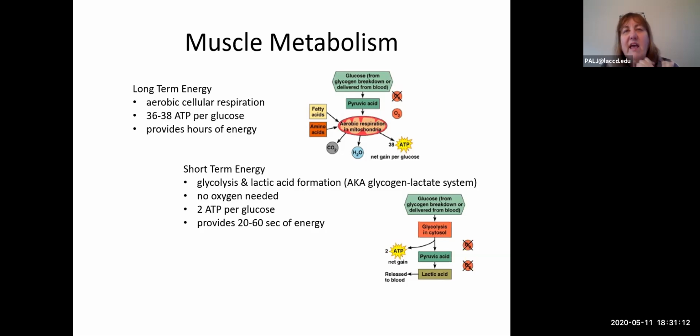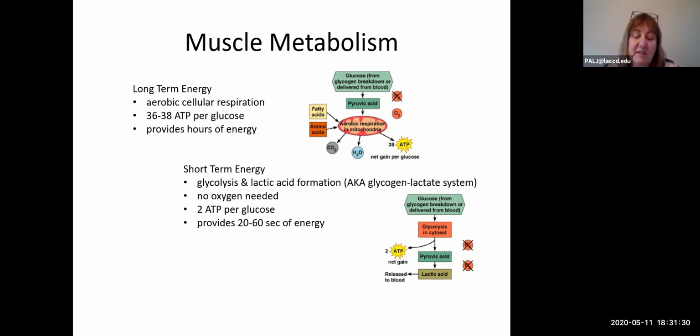And remember, even though we start with one 6-carbon sugar and we make two 3-carbon sugars, so we make 4 ATP, it requires 2 ATP in order to break that 6-carbon sugar, so you end up with a net of only 2 ATP at the end of glycolysis.